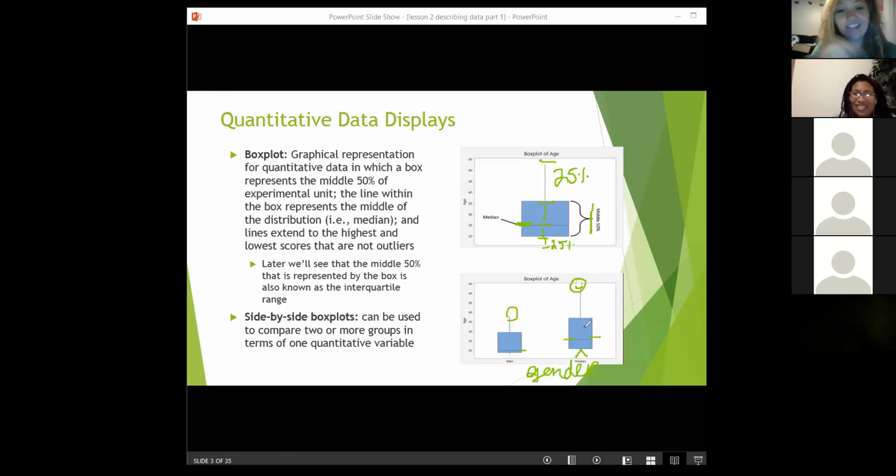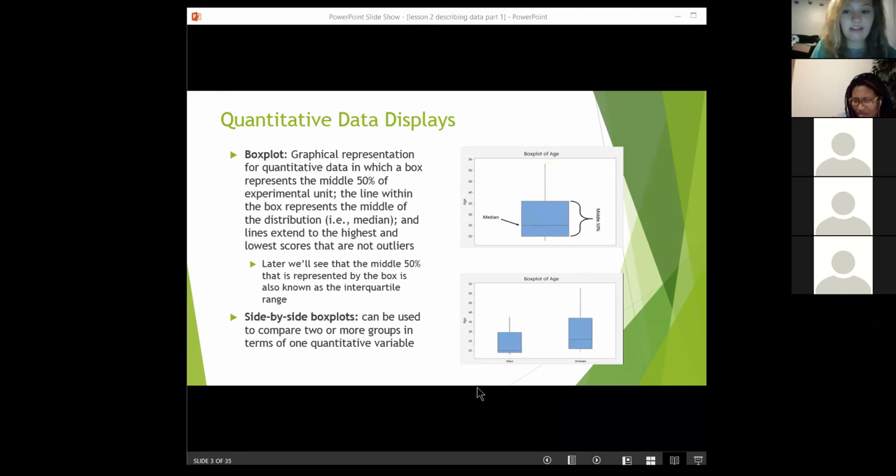So yeah, that's what this is, a good way to compare those two different things. So remember, these are quantitative data displays, and we're going to use them when we have numerical data.